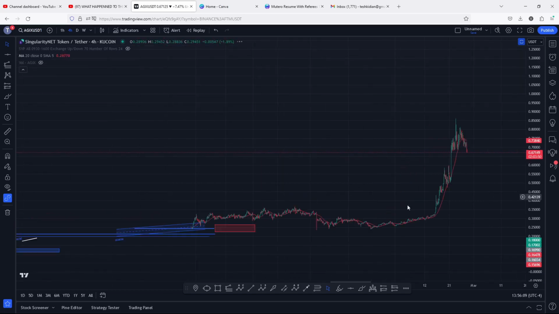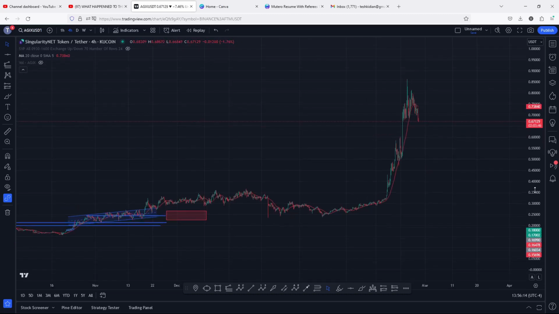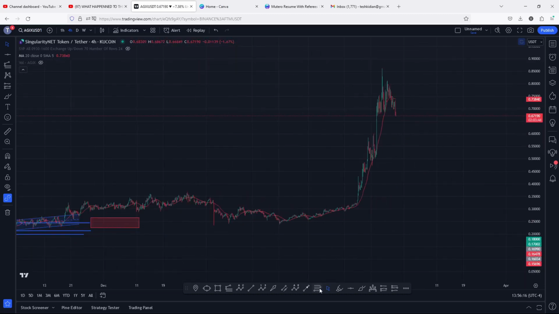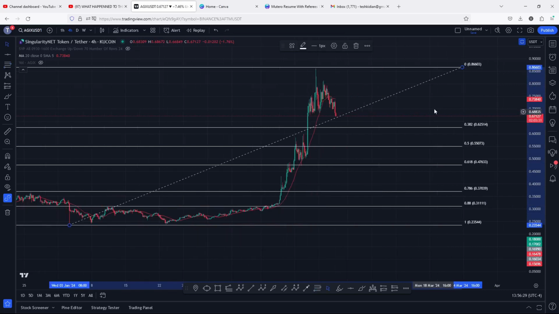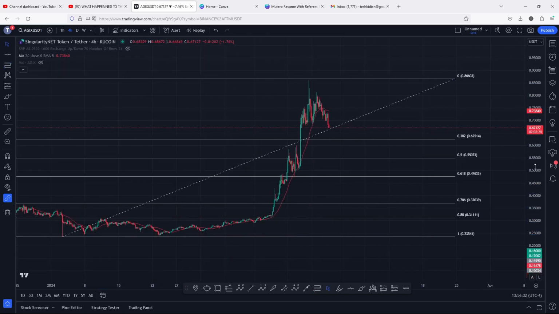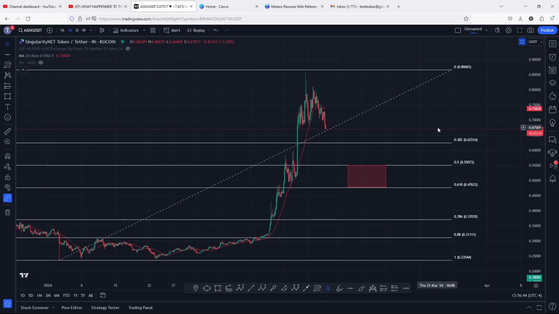Using the Fibonacci's, we can get target areas for that breakdown move by connecting the Fibonacci's from the low that we made below the 0.235 to that high above the 0.86, giving us a minimum pullback target area into the golden pocket, and that is between the 0.55073 and the 0.47633, which is the area that I have highlighted here on the charts.